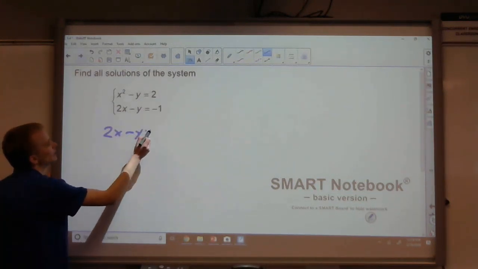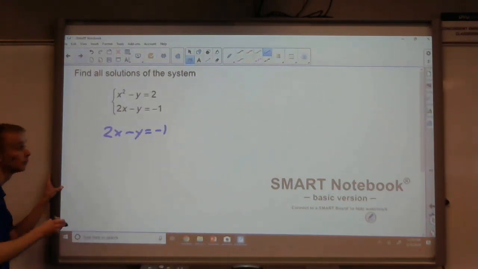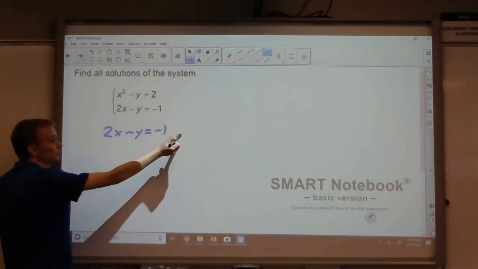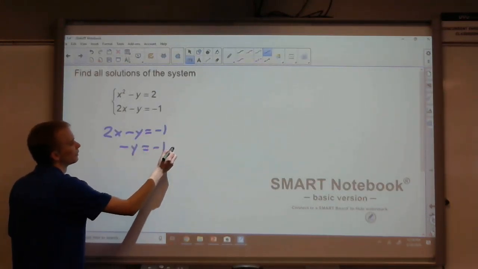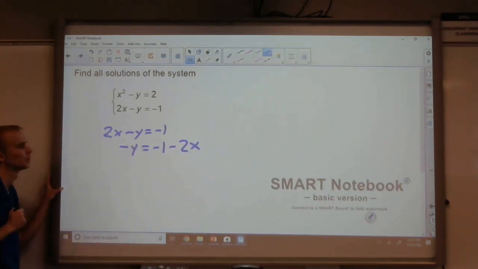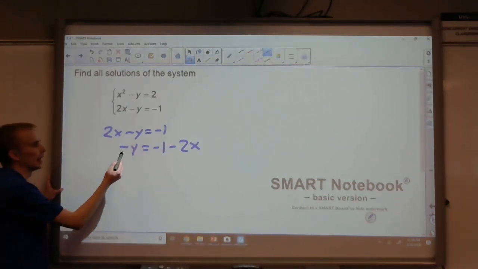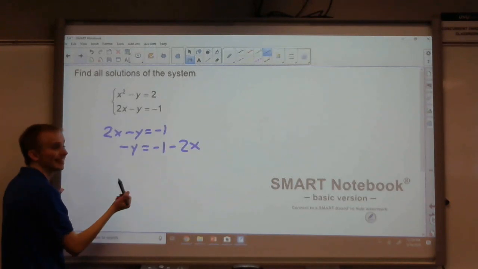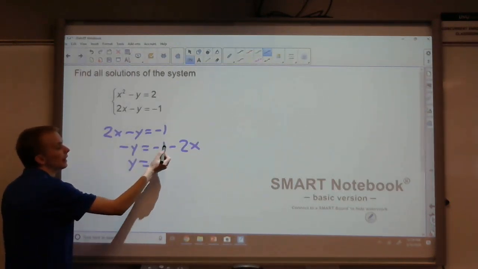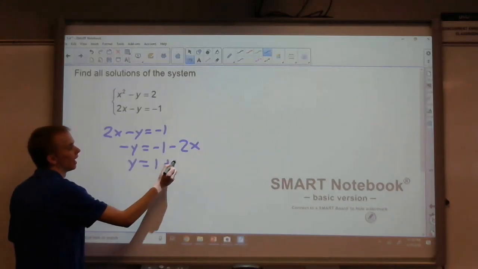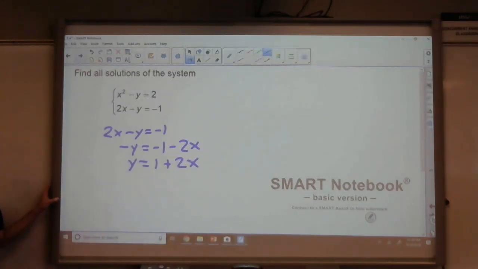2x minus y is -1 is what we're starting with. To solve for y, I'll move the 2x over. So I get -y is -1 minus 2x, right? Then I'm going to divide by the negative on both sides. So I get y is, that'll just switch both of these signs. Okay. Y is 1 plus 2x.